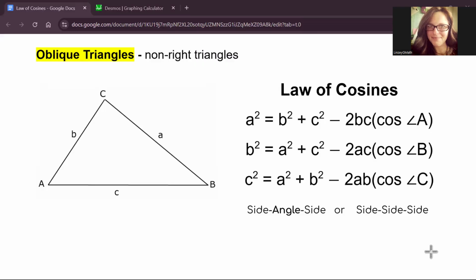Welcome to our session on the law of cosines. The law of cosines is used to solve oblique triangles, non-right triangles. And when we're given two sides and the angle in between, or given three sides, we'll use law of cosines. And we've got three versions of the law of cosines, depending on the information you're given and what we're solving for. Let's take a look at two examples.